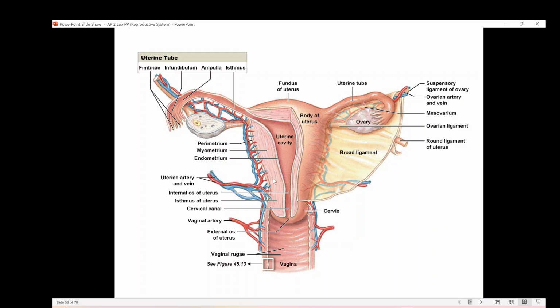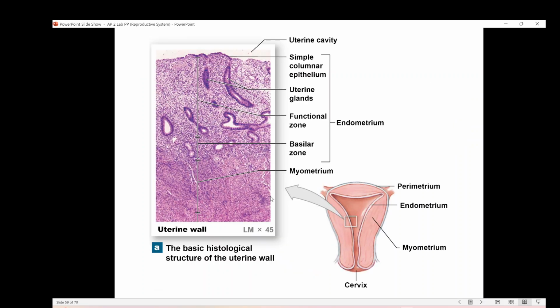So we can see them here. Again, this kind of lighter area right here, this would be the endometrium. And look at this, the thicker area right here is the myometrium. This is all smooth muscle. And then the outer layer right here is the perimetrium. And we can see a lot of blood vessels entering the uterus.